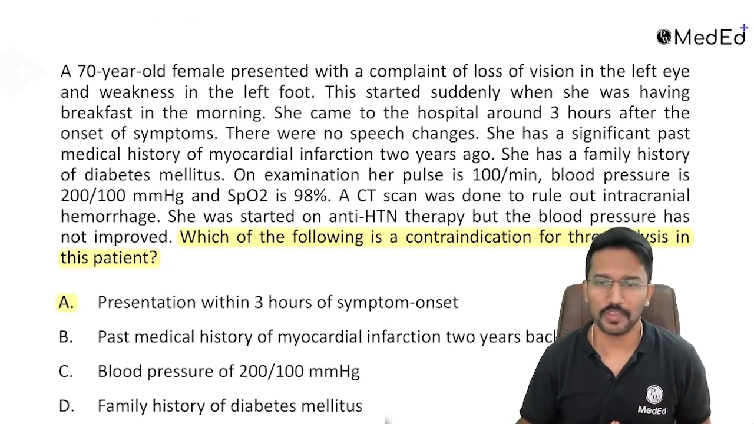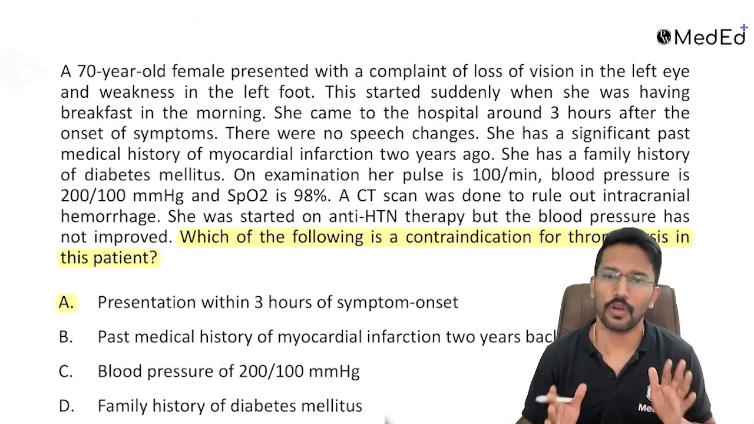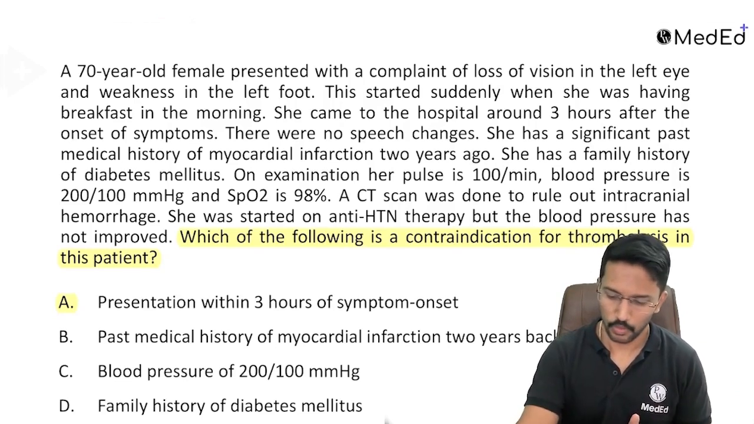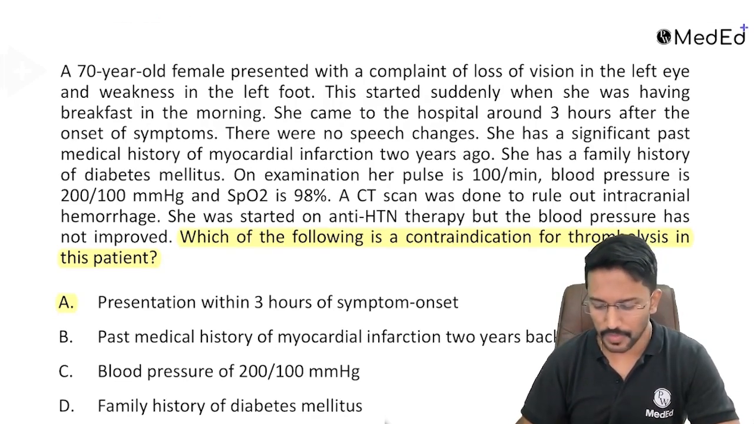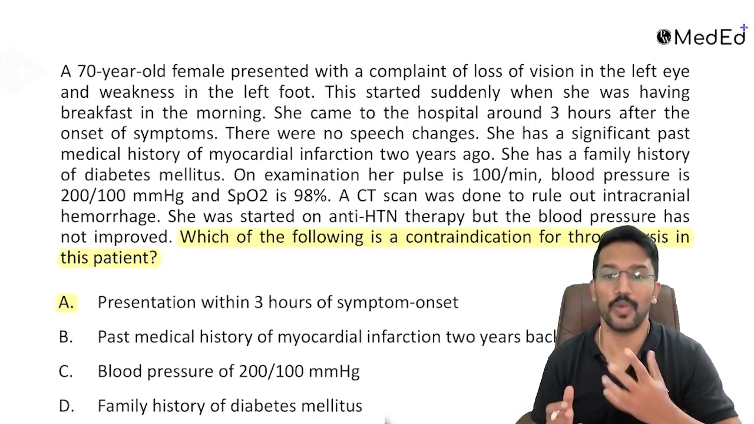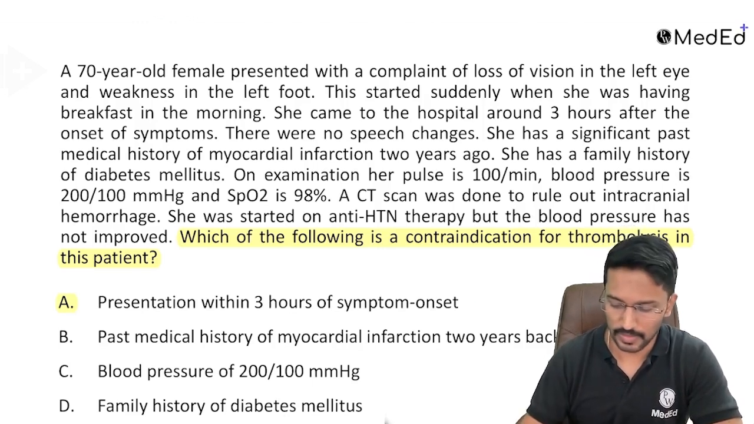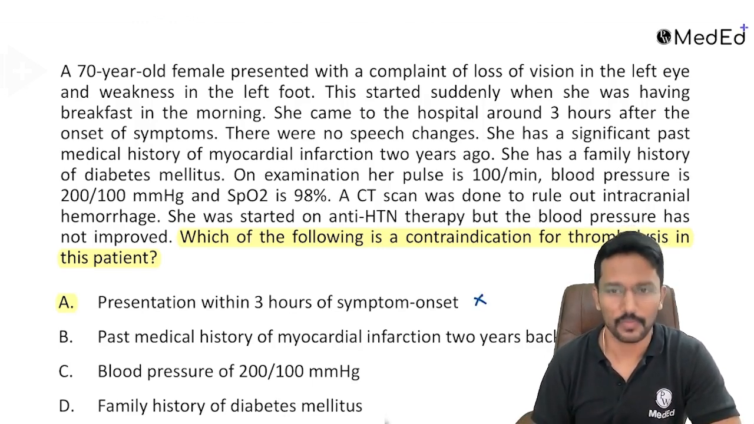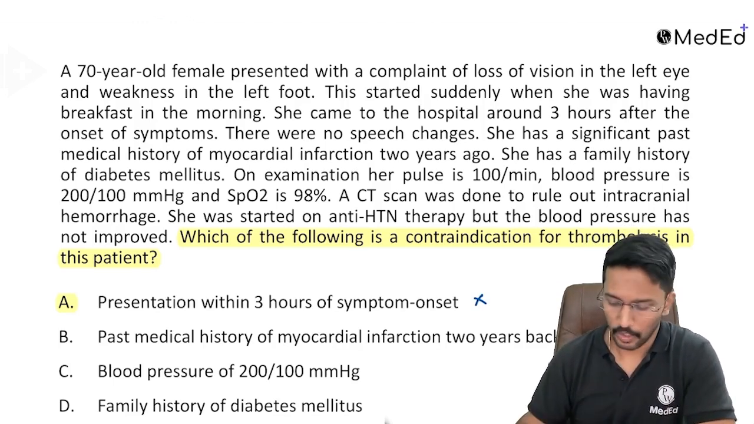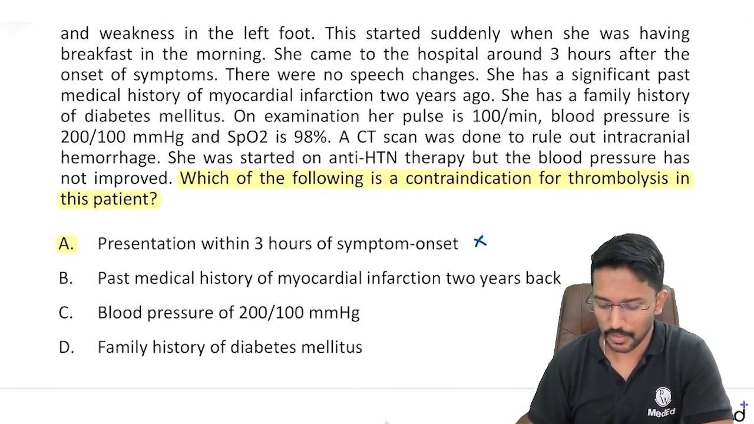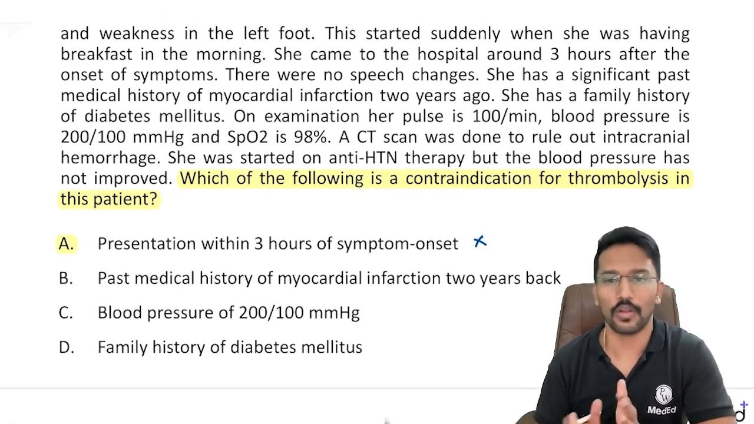Okay, so guys, this question is basically about the contraindication for thrombolysis, right? Now, when you look at the options, presentation within 3 hours of the onset of symptoms gives the best result for thrombolysis. So certainly that's not a contraindication. It is an indication. Okay. Now, if the patient has past medical history of myocardial infarction 2 years back, it is not a contraindication.